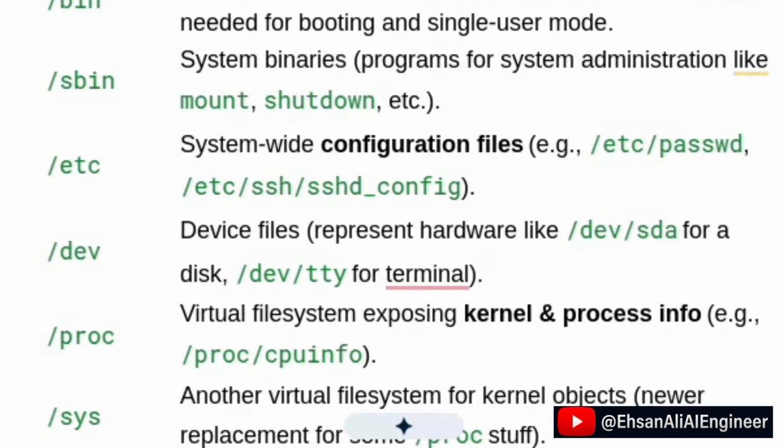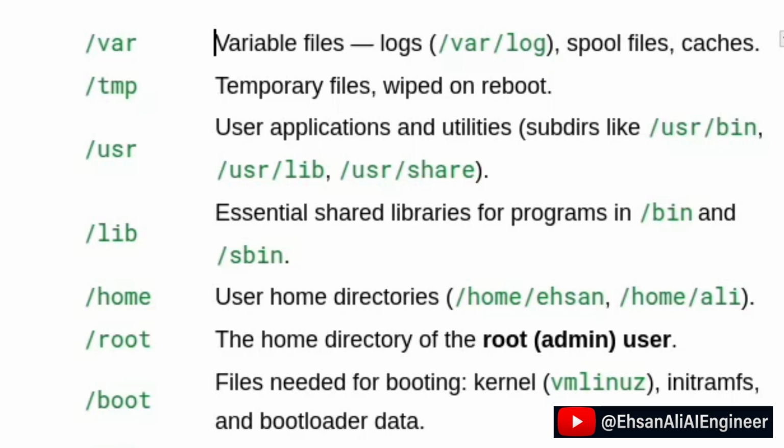The next directory present inside this file system is /var, which consists of variable files, for example log files, spool files, caches. Then we have /tmp, which consists of temporary files. The next directory we have is /usr, which consists of user applications and utilities, and subdirectories like /usr/bin, /usr/lib, /usr/share. Then we have /lib. /lib holds the essential shared libraries for programs in /bin and /sbin.